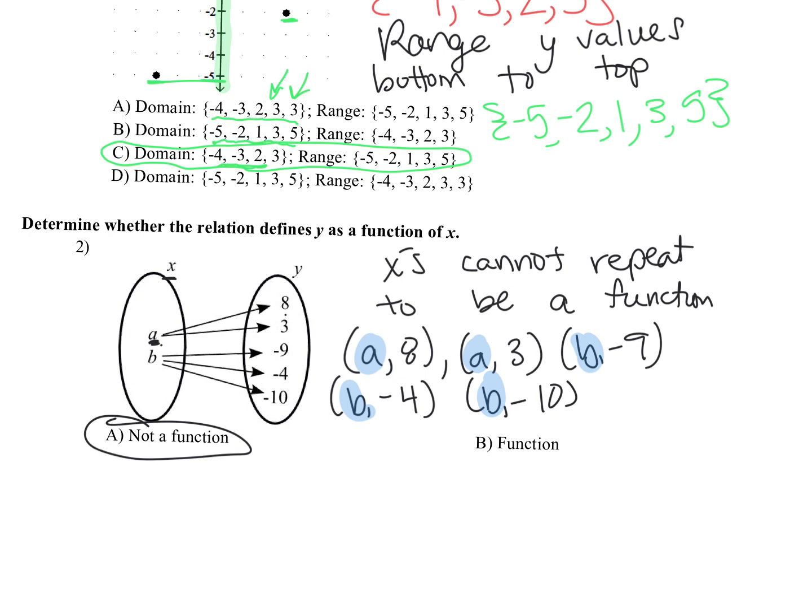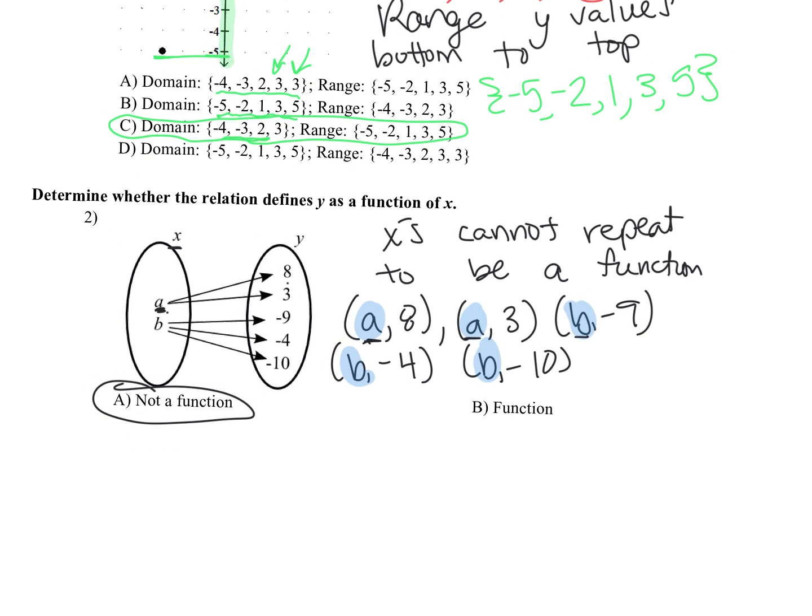It would be a function if it was just A, comma, 5, B, comma, 3, C, comma, 8. We cannot have the x part repeating. All right, so let's move on.